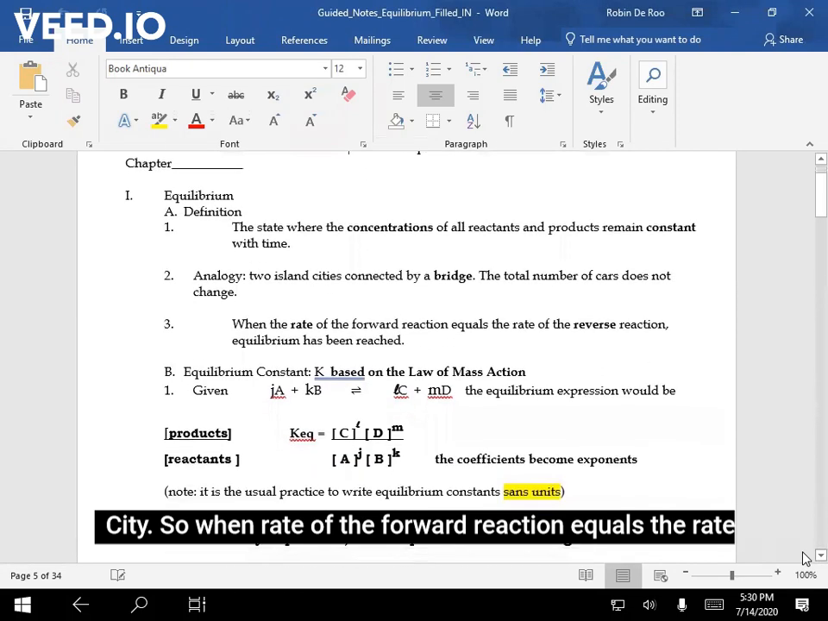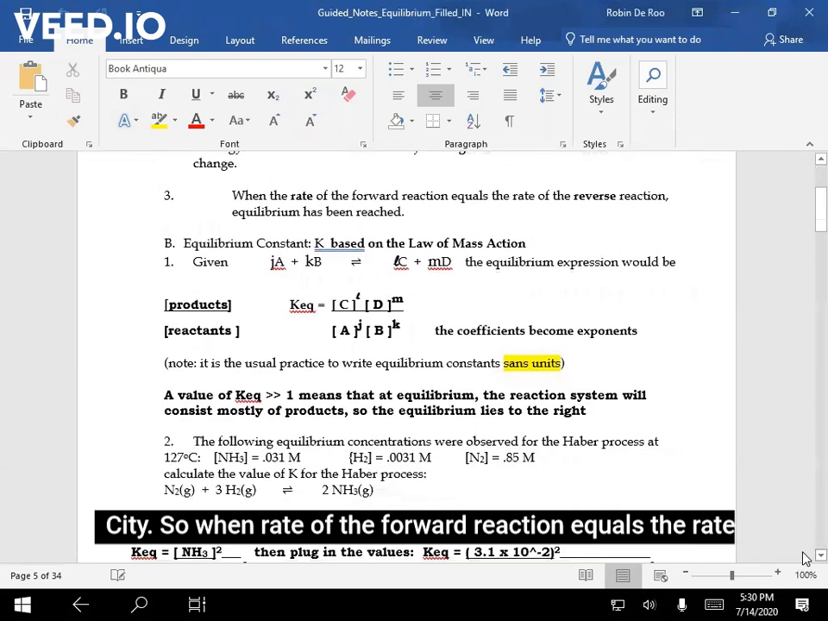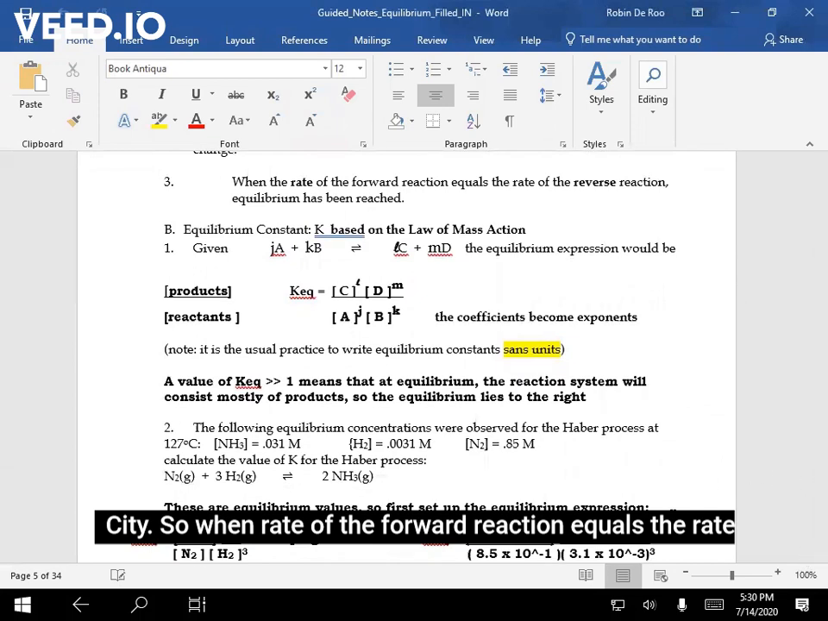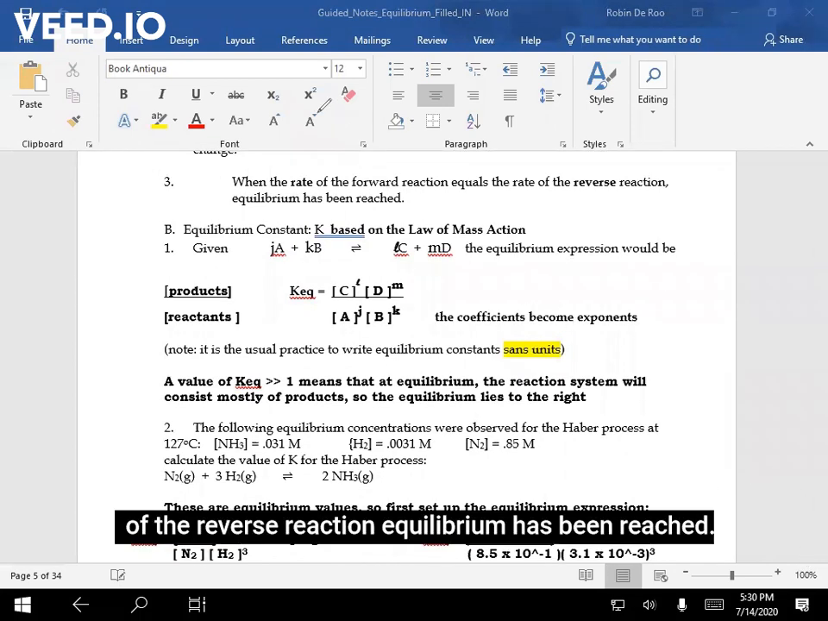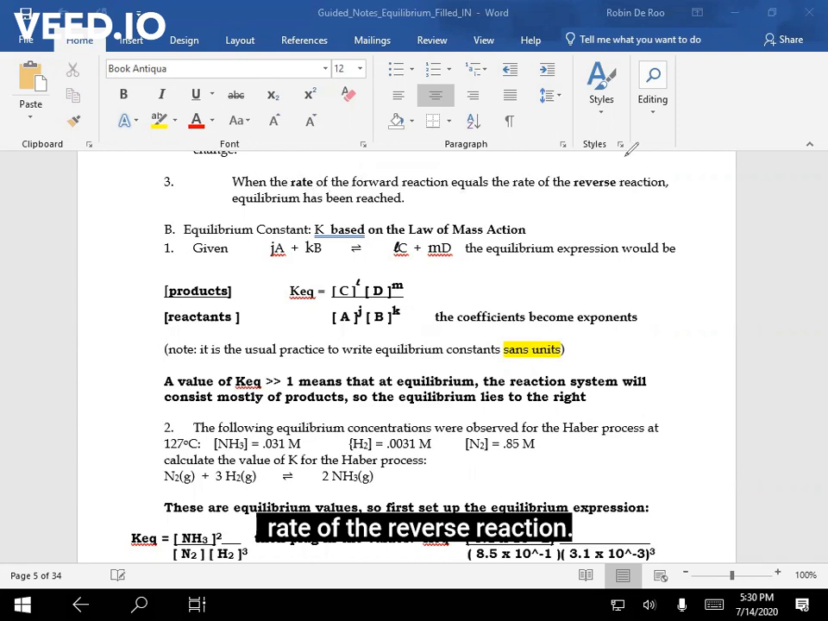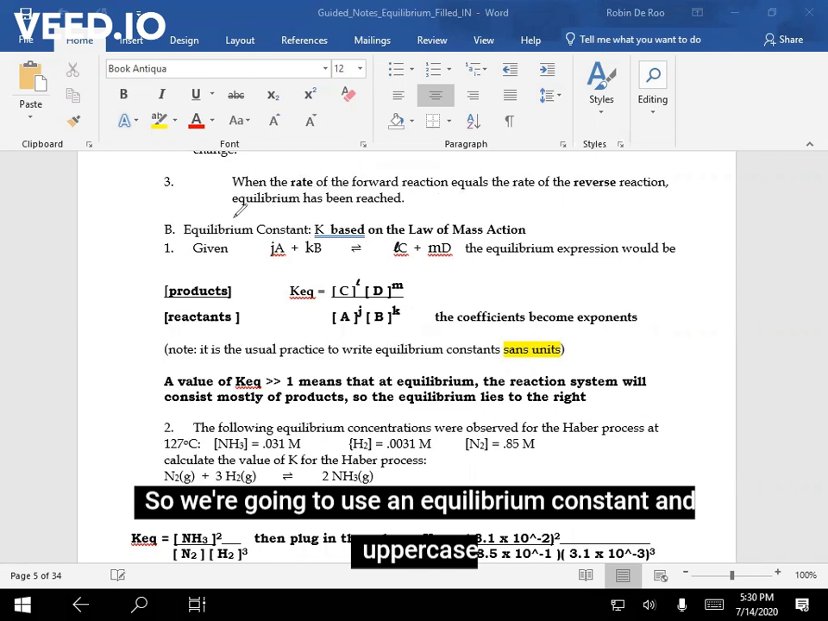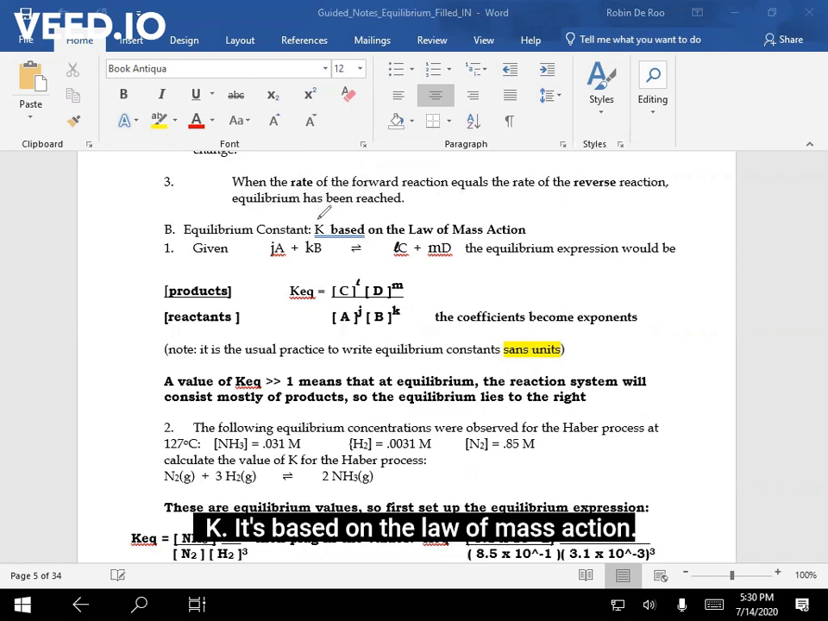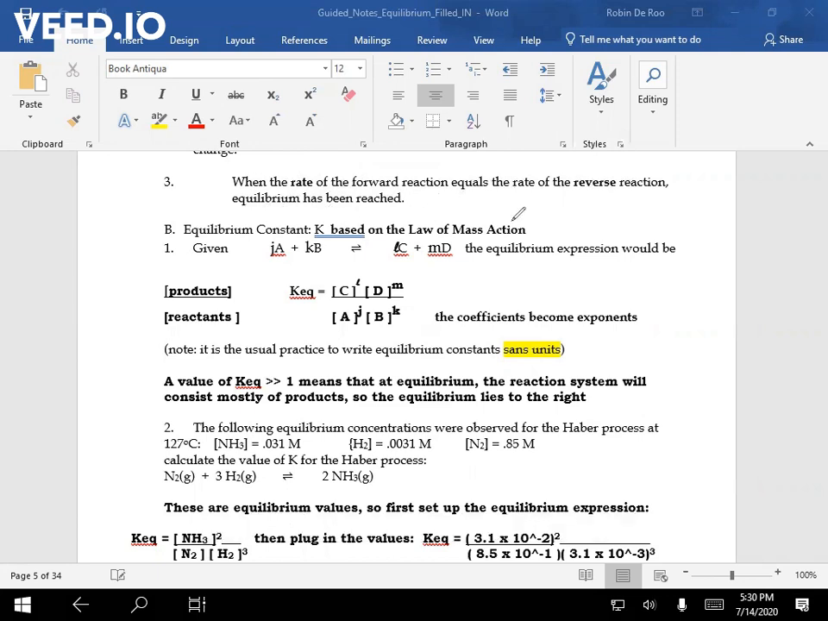So when the rate of the forward reaction equals the rate of the reverse reaction, equilibrium has been reached. So again, it's the rate of the forward reaction equals the rate of the reverse reaction. So we're going to use an equilibrium constant, an uppercase K. It's based on the law of mass action.